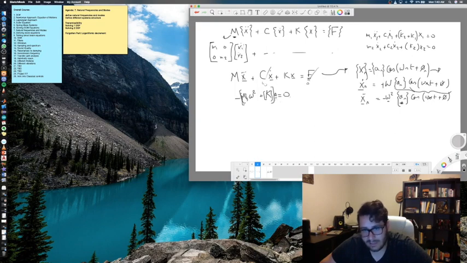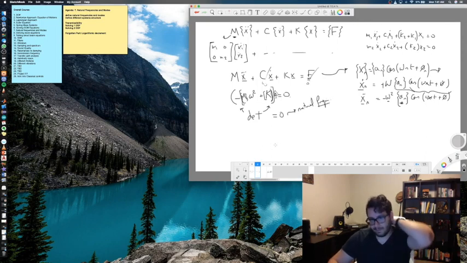And when I equate this to 0, the modes can't be 0, because if the modes are 0, then what am I doing solving this equation? So if that's the case, then I can easily obtain my natural frequencies by taking the determinant of this. The determinant of this, when I equate it to 0, gives me my natural frequencies. So that's how I get my natural frequencies.